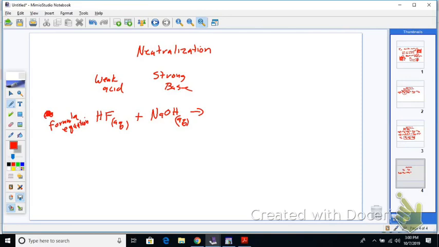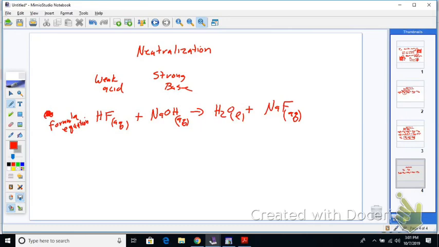Okay, we do the double switch. We get HOH, which is H2O. And we're left with NaF goes together. And if it has sodium in it, we know it's always aqueous, so that's what we got. Now, how is this different than the one prior?